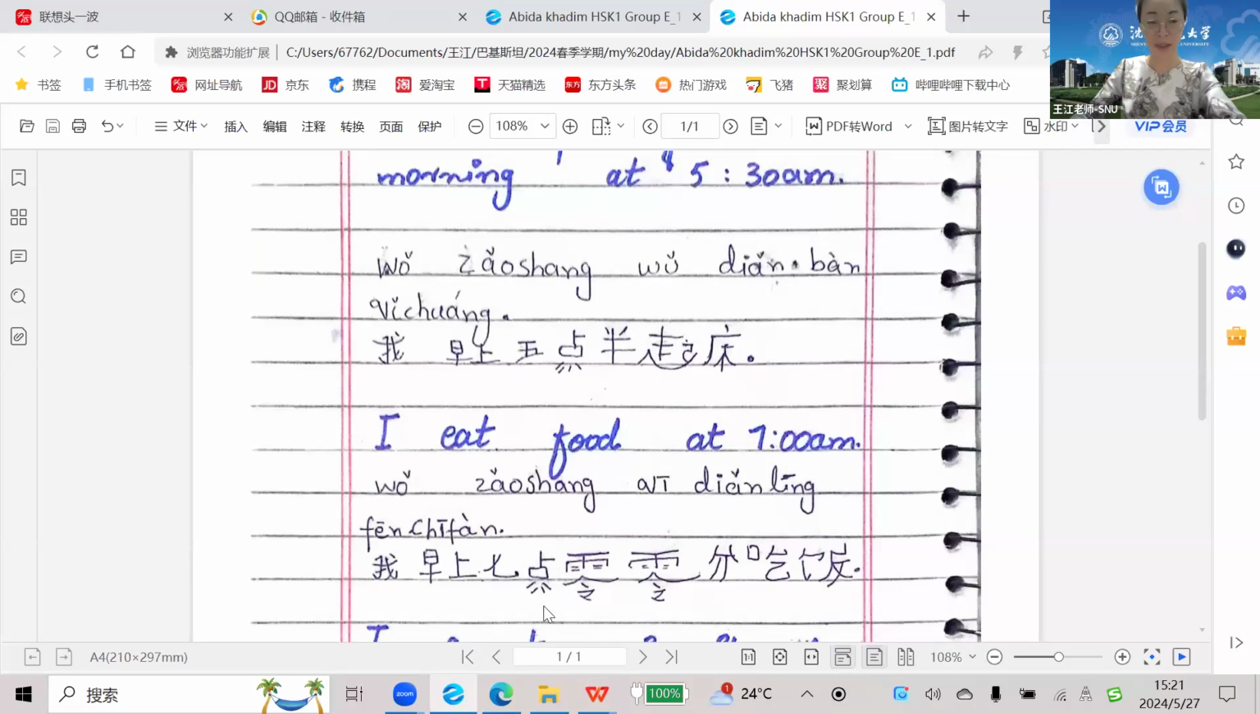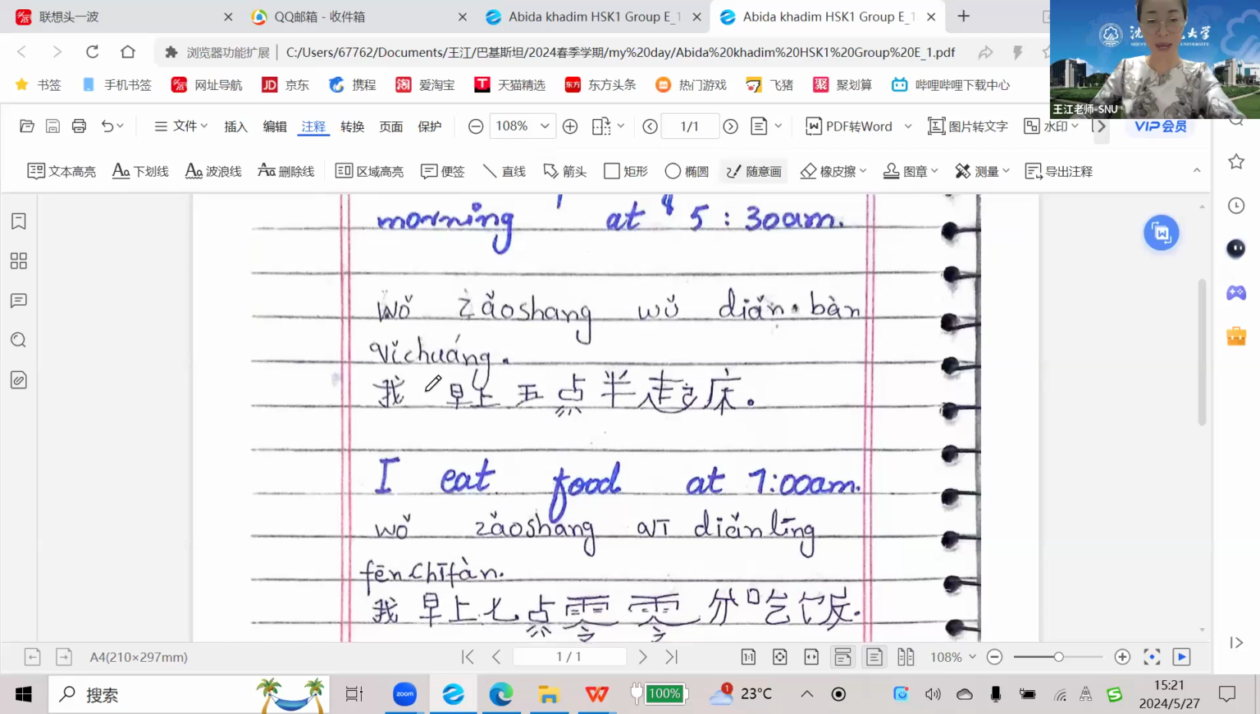The time word, we can put the time word behind the subject or before the subject, right? But in the text, the time word was put behind the subject, right? So 我早上5点半起床, get up. 起床 is the predicate. Okay.